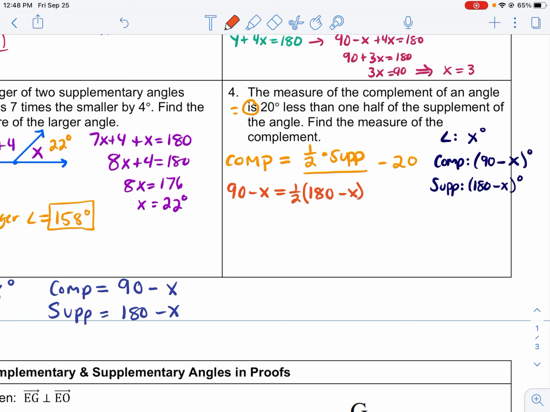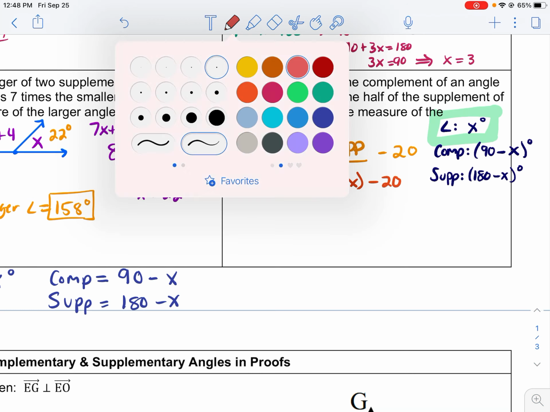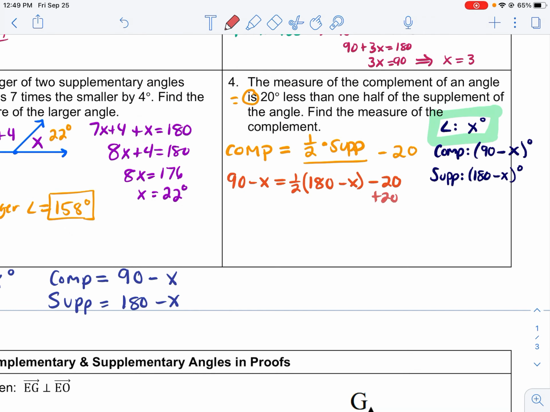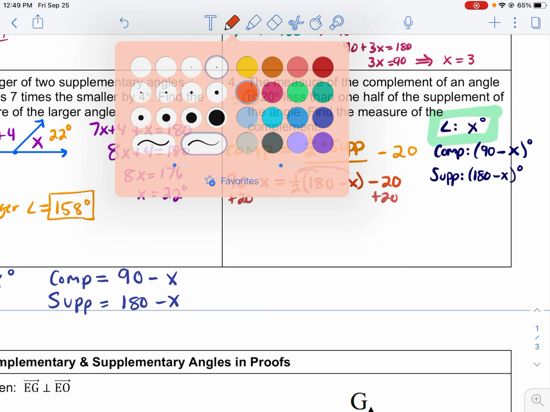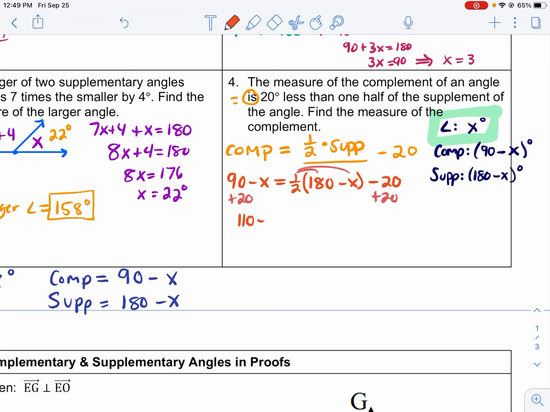So what I'm going to do is I'm going to add this 20. And I'll show you why in just a second. Some of you are going to go right to distributing this 1/2. That's fine. Nothing wrong with it. I just like getting rid of fractions if I don't have to. It's up to you. You might actually find your ways easier than mine, but this gives me 110 minus x equals 1/2 times 180 minus x.